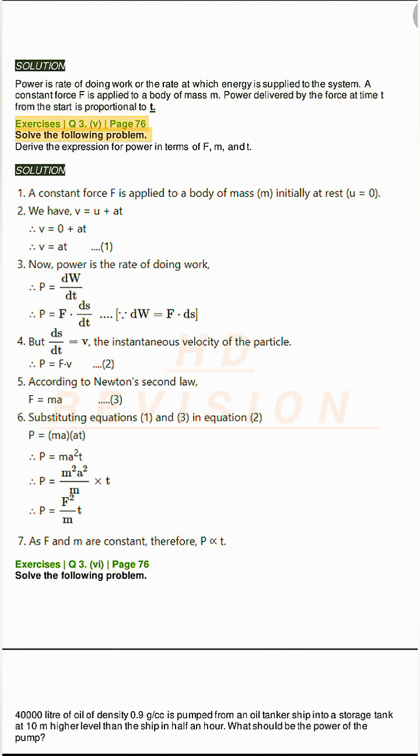Exercises Q3. B page 76. Solve the following problem. Derive the expression for power in terms of F, m, and t. Solution.